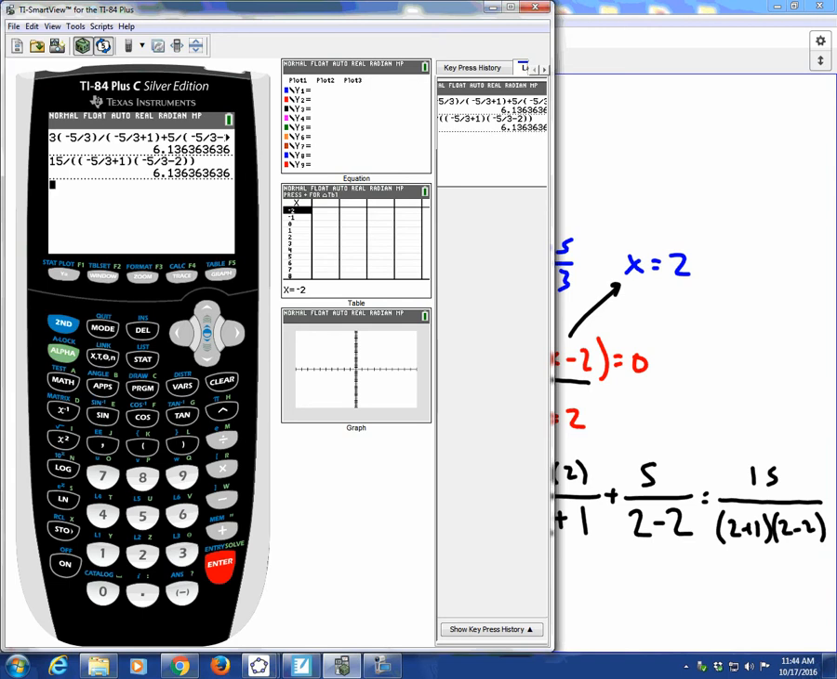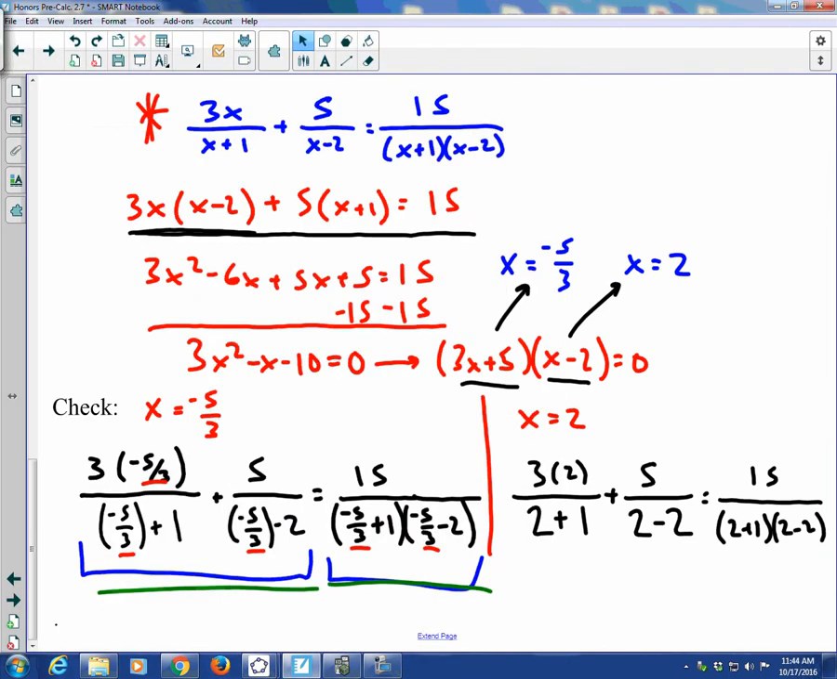So right here, this solution checks out, right? x equals negative 5/3 is an x value that when we plug in will make this statement true, and this turns out to be a solution.